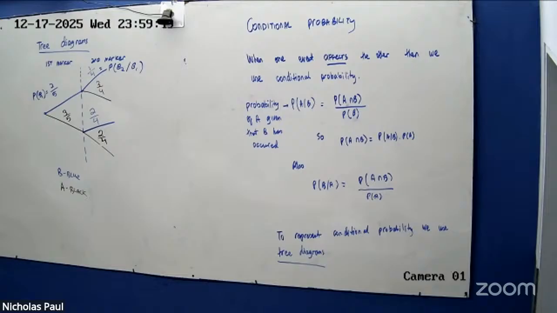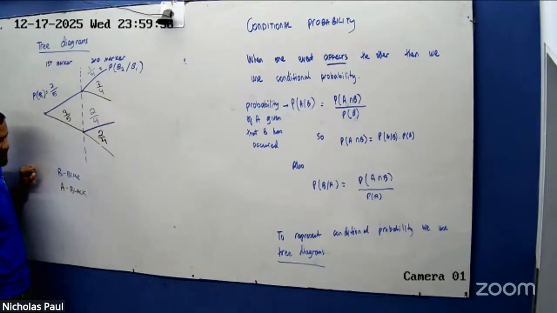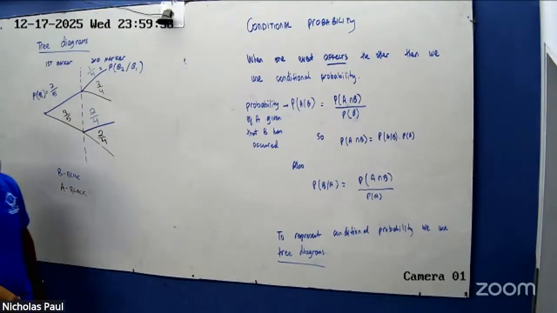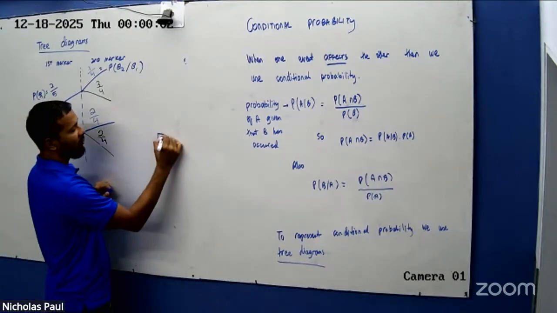So that's the way we represent conditional probability. Draw a diagram and add in all these things. And I want to challenge you: from this diagram, find 3 things.